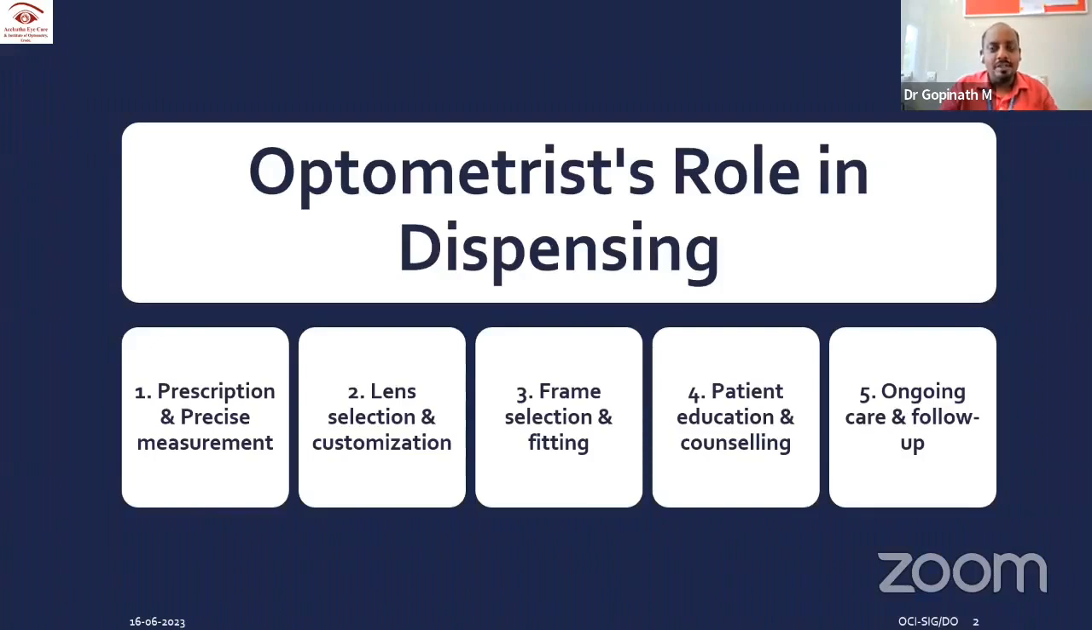This is the broad way we are going to look at dispensing by an optometrist. First being the precision and prescription: how you measure, how you prescribe. Next, the lens selection and customization as per the patient or customer requirement. Then the frame selection and fitting of the spectacle as per the requirement of the patient and what is available.